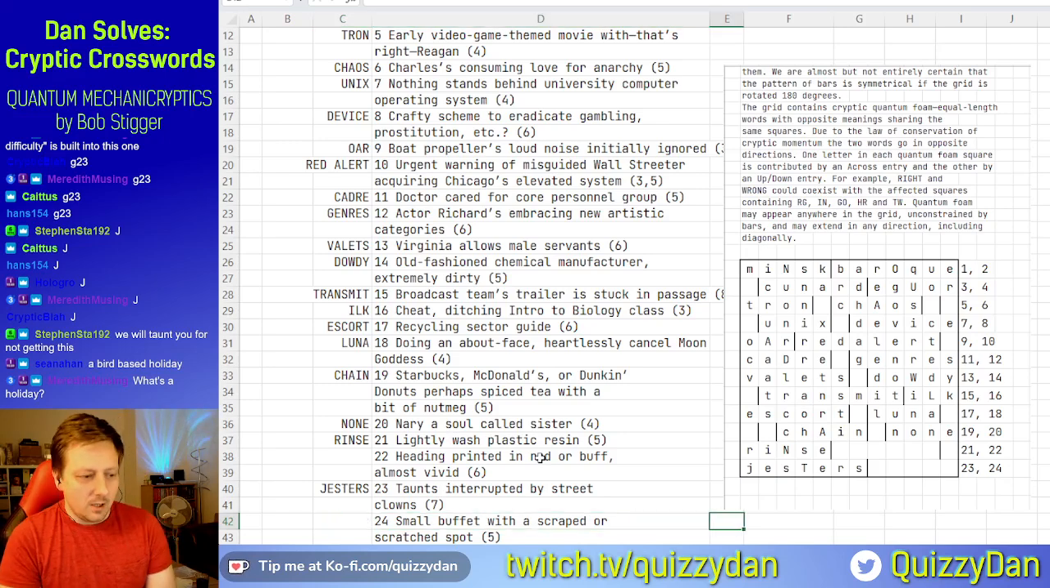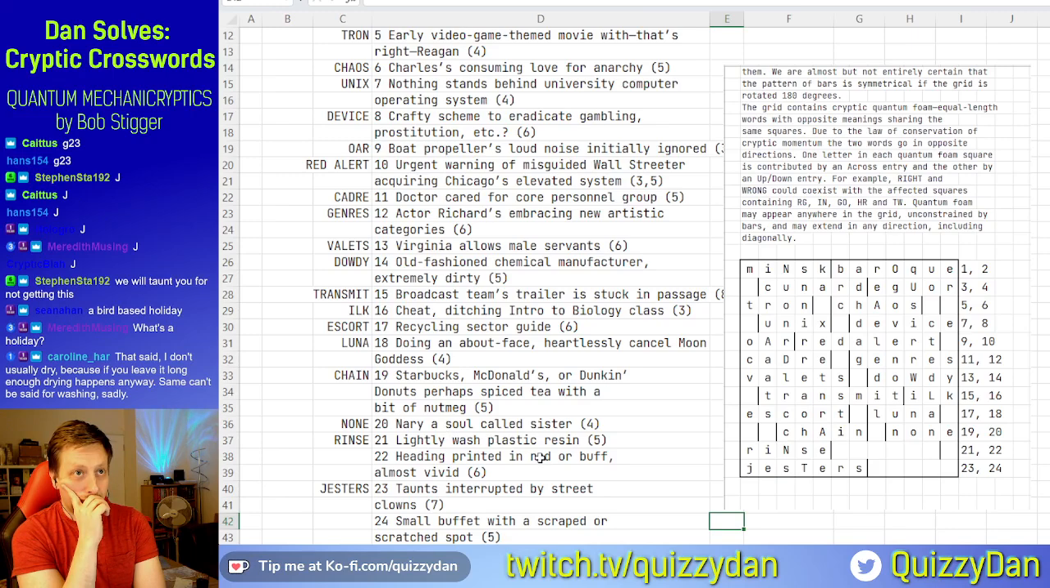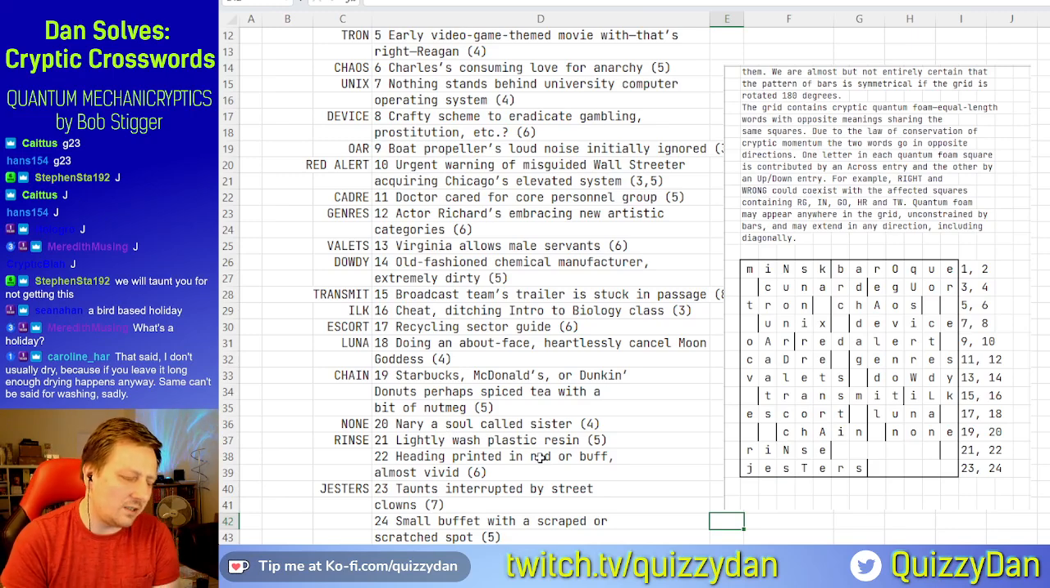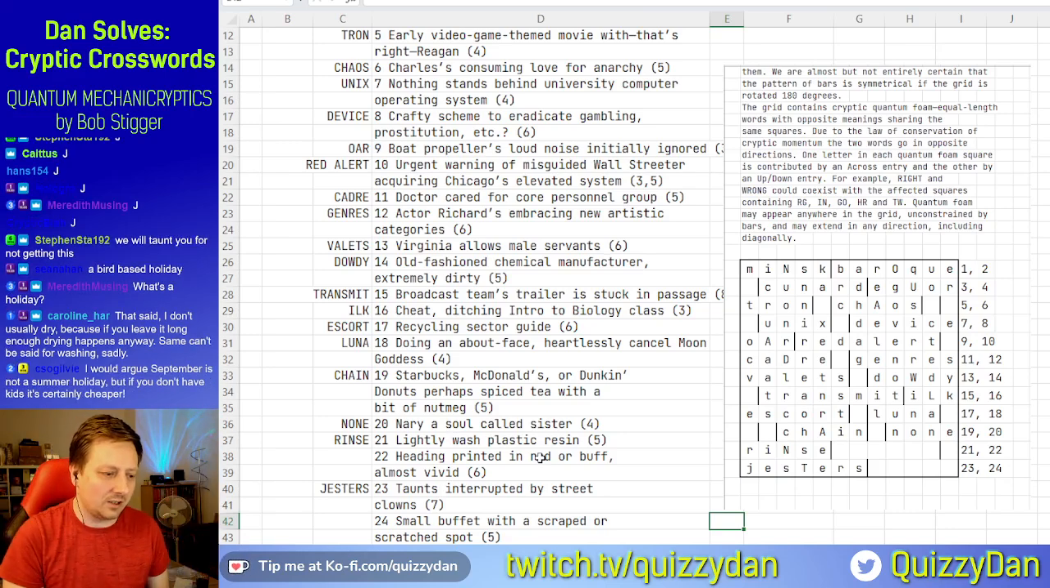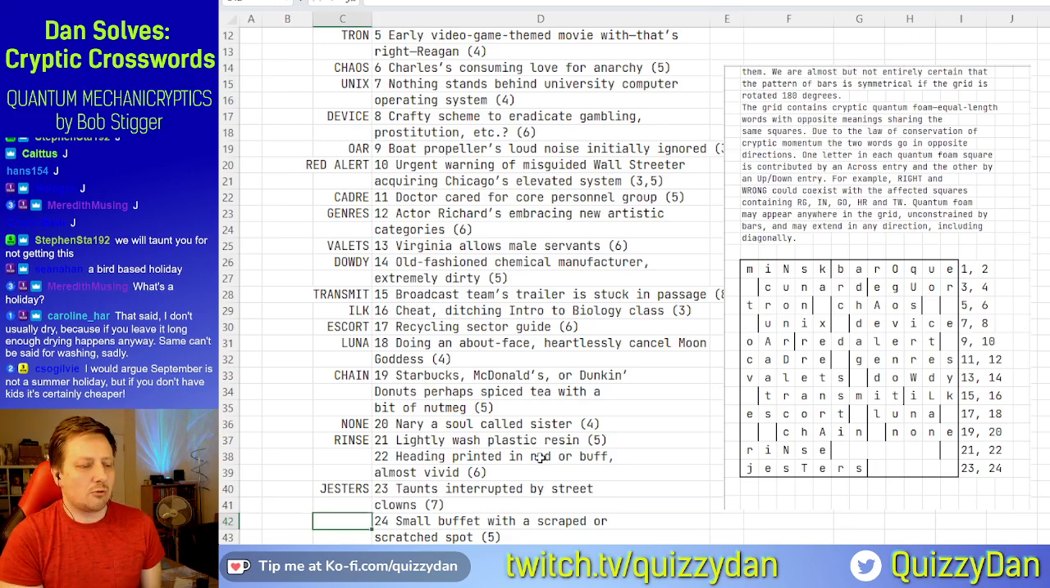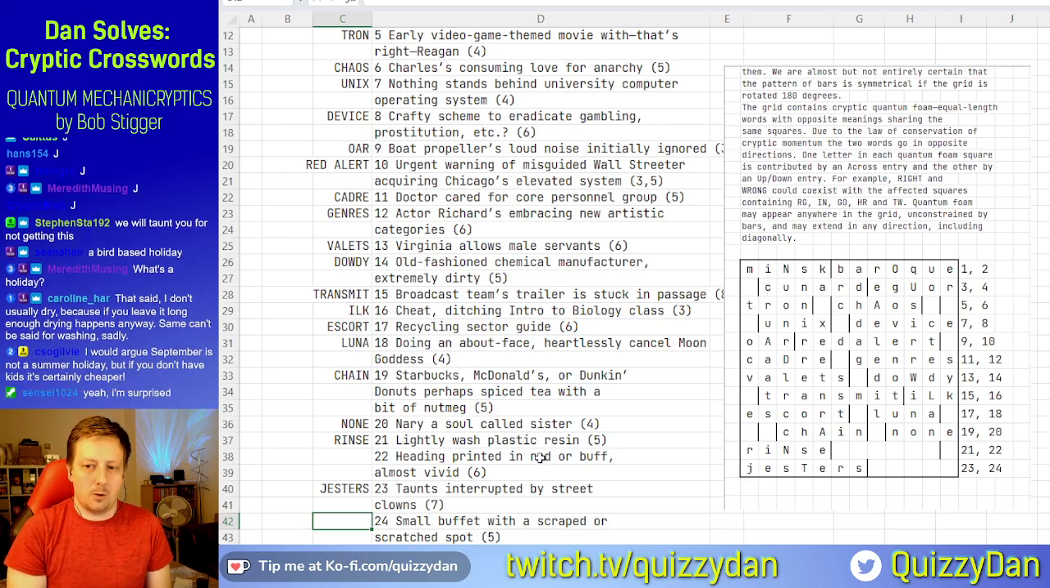Small buffet. With a scraped or scratched spot. I mean, a buffet is a meal. To buffet is to bombard. Scraped or scratched spot: a dent, a ding. Unless small buffet is that, and we're going to put A in it, and then that's going to give us a scraped or scratched spot.